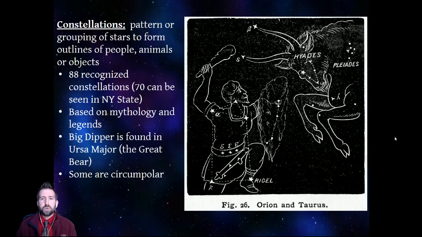This brings us to constellations. These are patterns of stars that people have thrown the idea or images of characters onto, of demons and people and dogs and all sorts of stuff. And it usually has a story, it's based on mythology, and we have 88 recognized and 70 can be seen in New York State, so we're a little spoiled in terms of how many we actually see. The Big Dipper is one of the big ones.